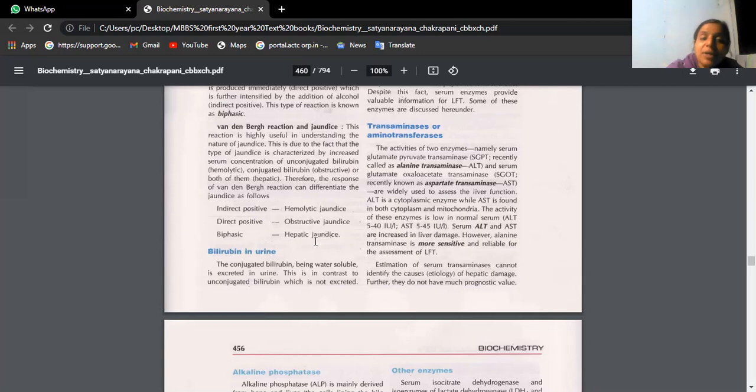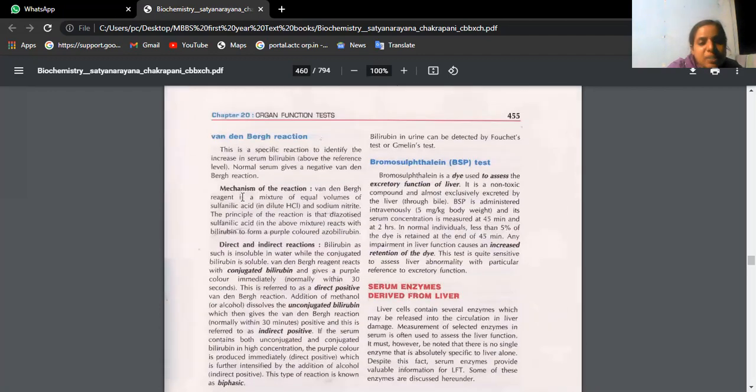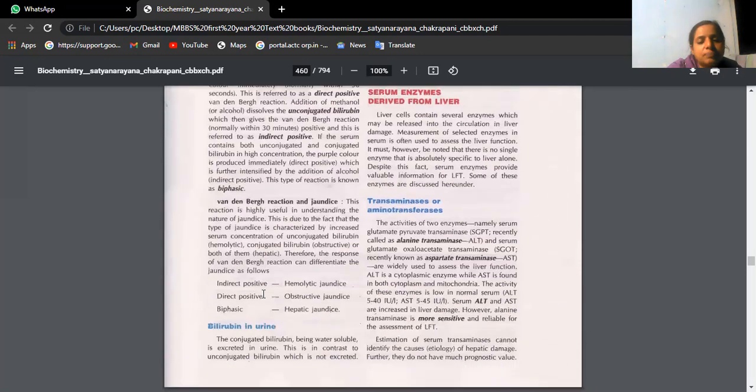In hepatic jaundice, I told you we have both conjugated and unconjugated bilirubin. That's the reason you take patient serum in the test tube, add Vandenberg's reagent, and it becomes light purple. But if you add alcohol, then you will see the solution becomes dark purple. That shows it has both conjugated and unconjugated bilirubin. The same thing is explained in this paragraph for Vandenberg's reaction.